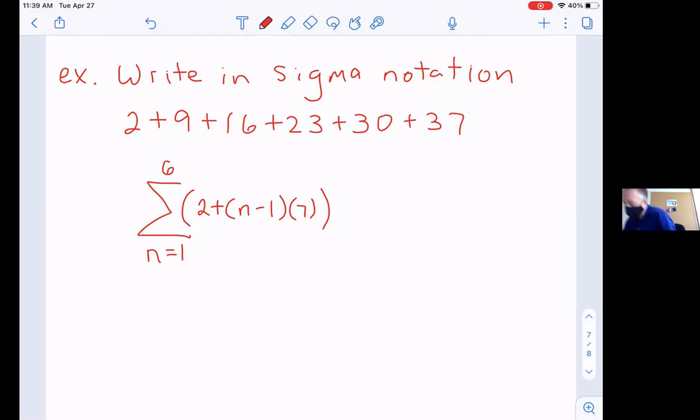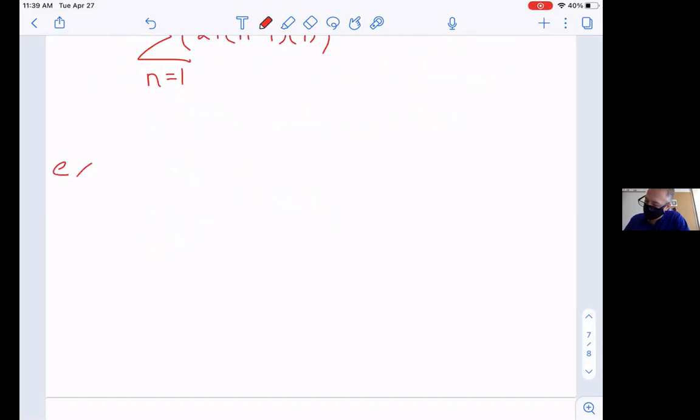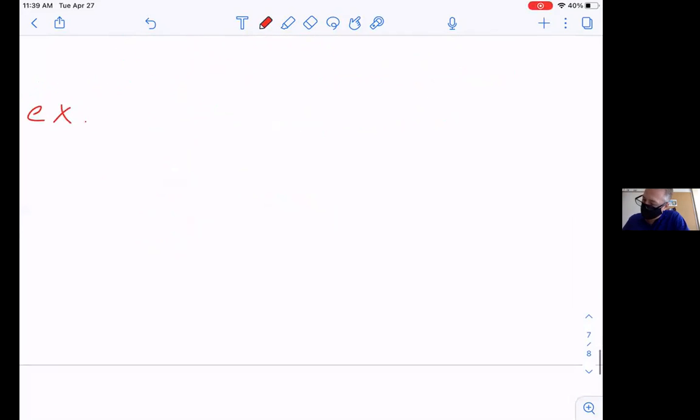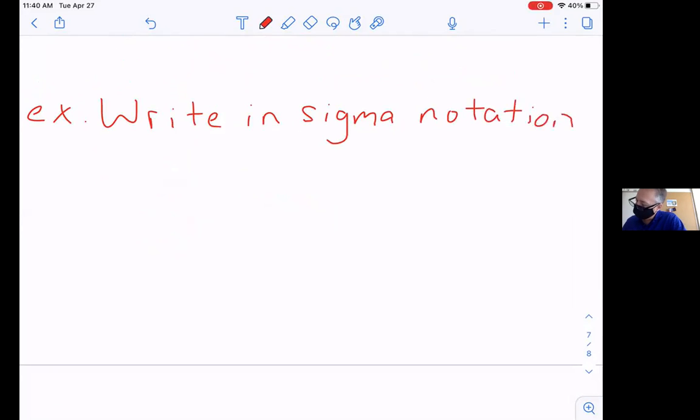All right, let's do one more. All right, so we are going to write in sigma notation this: 3 plus 8 plus 13 plus 18 plus 23 plus 28 plus 33.